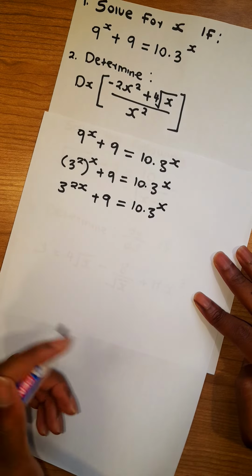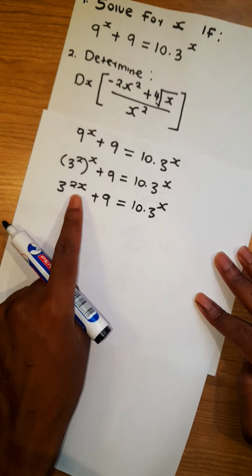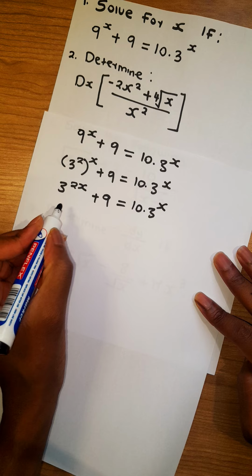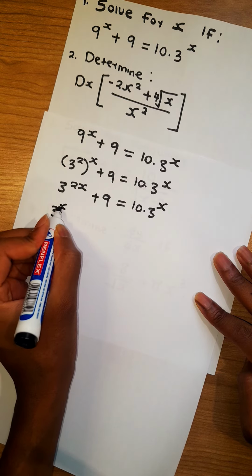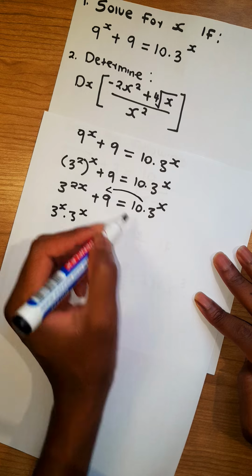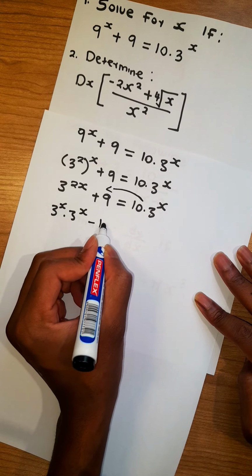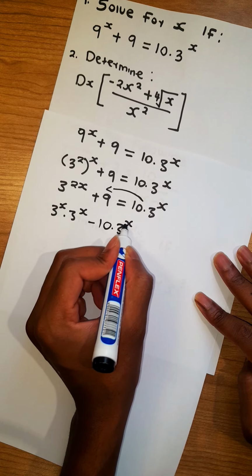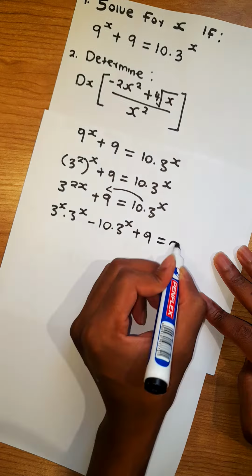If you remember your laws of exponents very well, you know that 3 to the power 2x can also be written as 3 to the power x times 3 to the power x. So I'm just going to take this to the other side. We're going to have 3 to the power 2x minus 10 times 3 to the power x plus 9 equals 0.